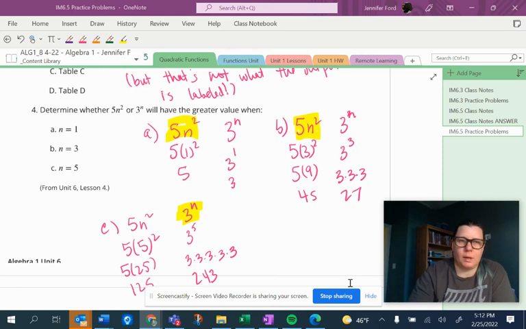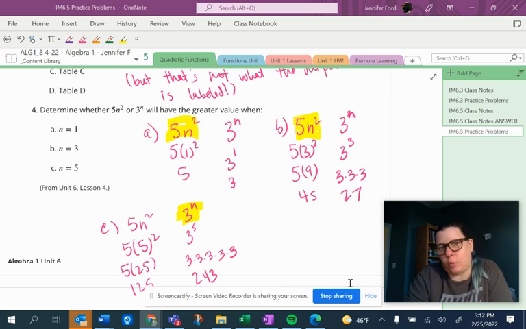Hey, friends. Number four, this is trying to help you see the difference in the growth pattern between an exponential function, which 3 to the nth power is an example of, and a quadratic function, and 5n squared is an example of a quadratic function.